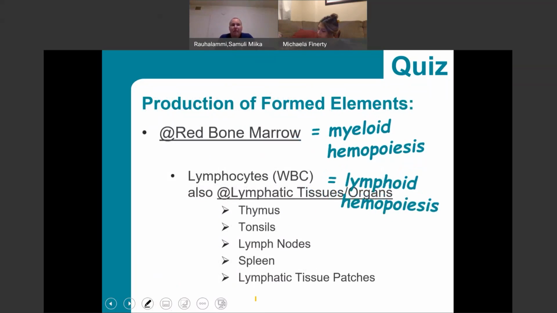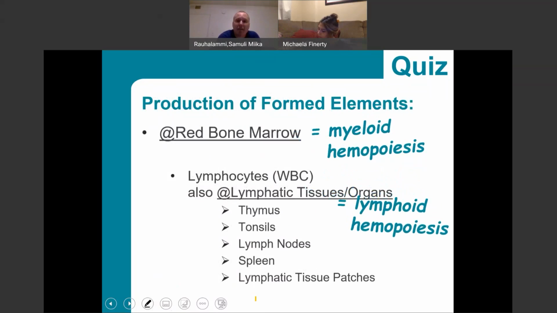We should talk a little bit about how formed elements are produced, since it comes up in the quiz. Formed elements are produced in red bone marrow. The production of the formed elements in the red bone marrow is known as myeloid hemopoiesis.